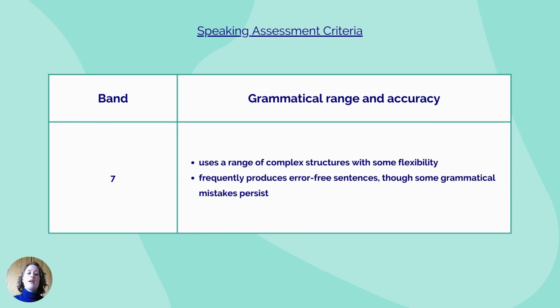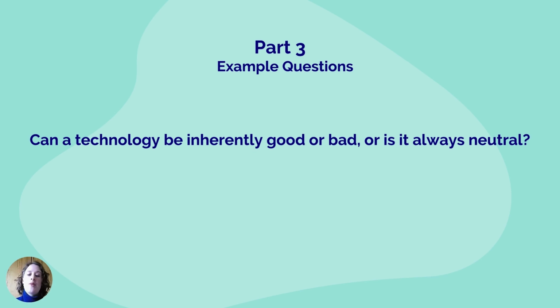Here you can see the marking criteria for a Band 7 answer, taken from the IELTS website. As you can see, you'll need to use a range of complex structures with some flexibility. You can make some errors, but you should frequently produce error-free sentences. Remember to check your answers against the marking criteria once you are finished practicing, and think about what you can do to improve next time. Keeping in mind the grammar and accuracy marking criteria we've just looked at, here's our first sample question for today.